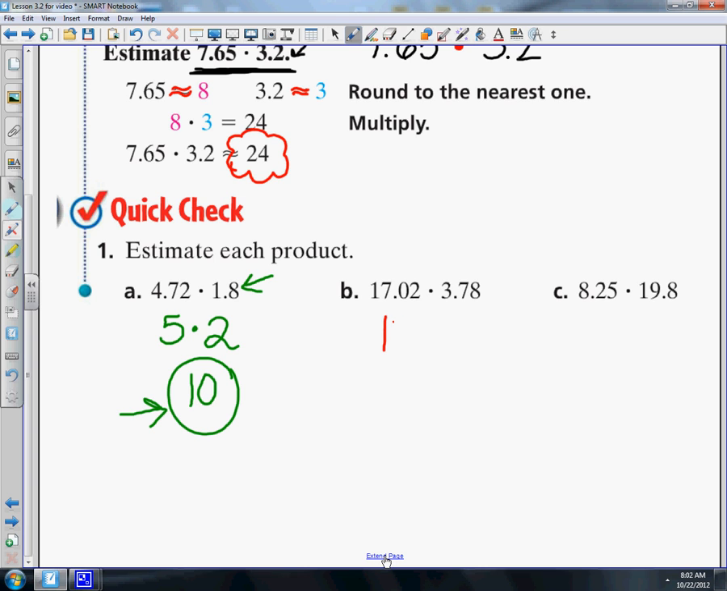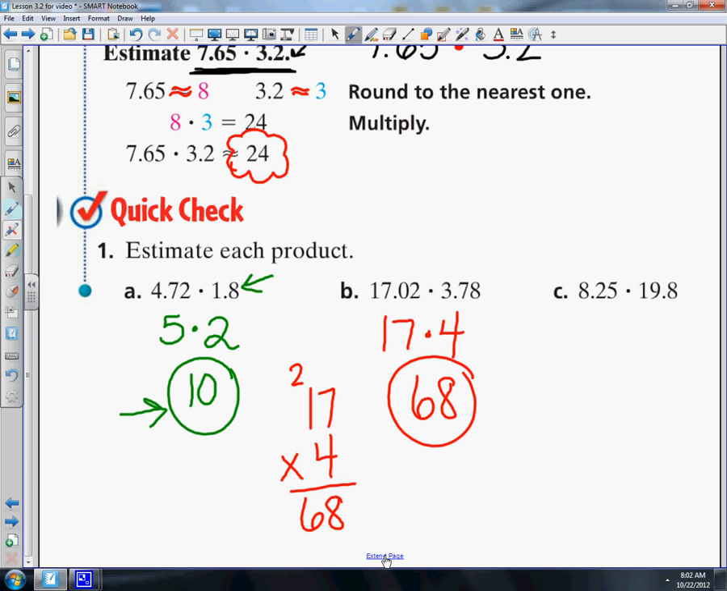So this is about 17 times 4. I don't know what that is, so I'm going to have to do my little multiplication. 4 times 7 is 28. 4 times 1 is 4, plus 2 is 6. So my answer is approximately 68. Another time you could use this is, let's say you were buying something that cost $17.02 and you wanted to buy 4 of them. You would know that it would cost roughly $68, that's how much you should bring to the store with you.